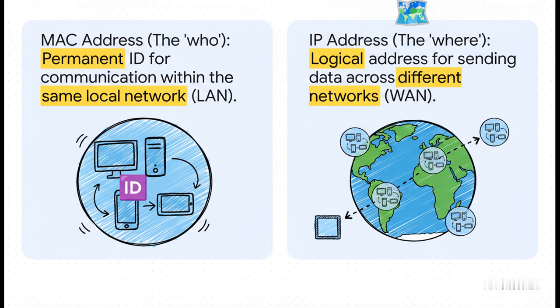It's a permanent ID baked right into the hardware. It's only used for talking to other devices on the same local network. But then you have the IP address. That's the where. It's the address used to send data all the way across the world. So remember, MAC is for local chats, IP is for global delivery.